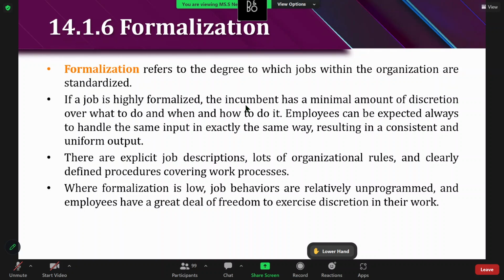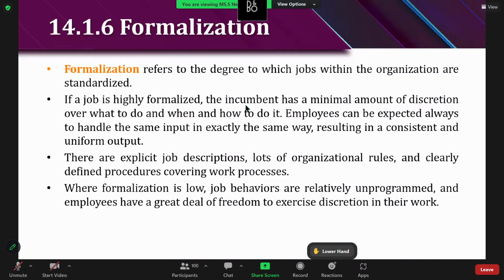So if a job is highly formalized, the incumbent has a minimal amount of discretion. If it is formalized, you cannot go beyond the rules and regulations and the procedures and do whatever you want to do. You have to do your activity, do the task, within the boundaries. That is what formalization means. So discretion over what to do, when to do it and how to do it. If it is highly formalized, you have to stick to the schedule. You cannot do the task at whatever time you want to. You cannot expect flexibility to be there. That is what high formalization means.